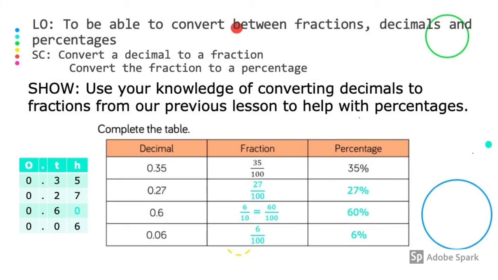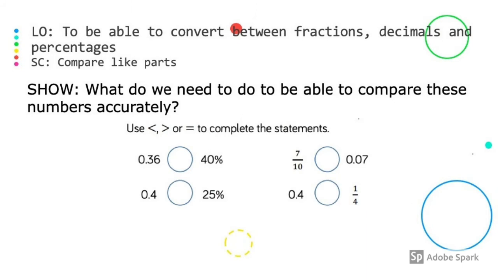Converting them into percentages is now really easy because they're all over 100. So 27 hundredths becomes 27%, 60 hundredths becomes 60%, and 6 hundredths becomes 6%. Let's have a look at another type of question that's asking us to convert. On the screen, a variety of decimals, percentages and fractions.